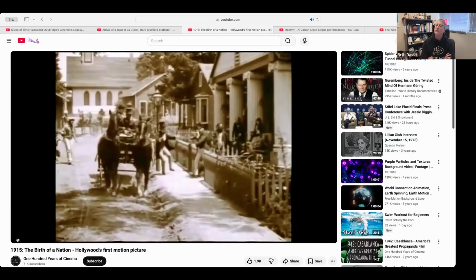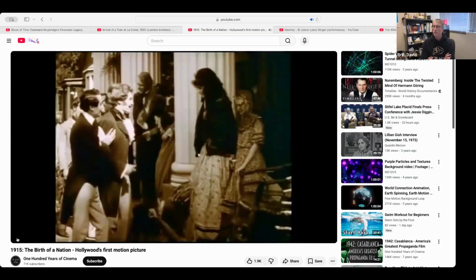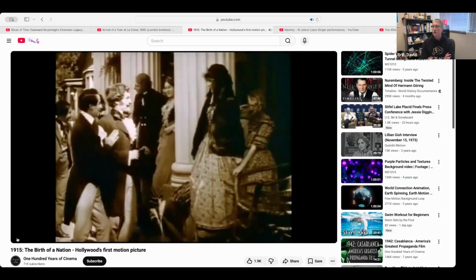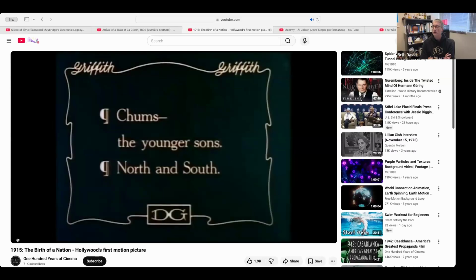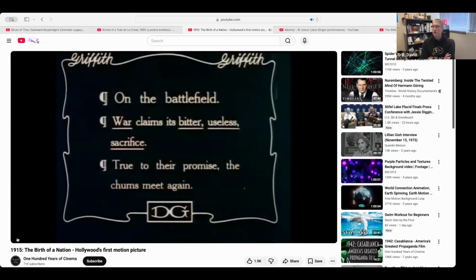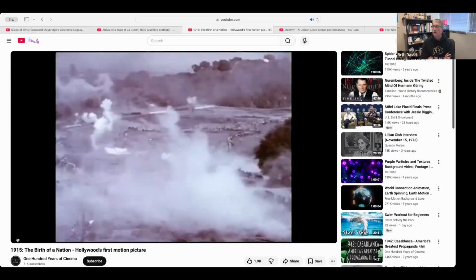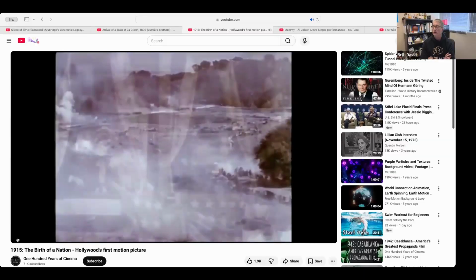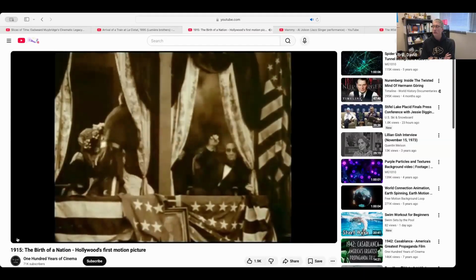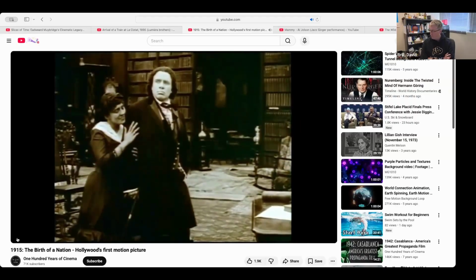With a runtime of just over 3 hours, the film is split into two halves, separated by an intermission. The first half is set at the outbreak of the Civil War. It follows two families, the Northern Stonemans and the Southern Camerons. It shows us their intertwined lives as they fight throughout the war. It's filled with spectacular battle scenes and ends with the assassination of Abraham Lincoln and a defeated South having to face harsh treatment at the hands of a victorious North.